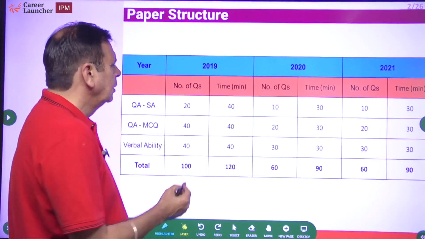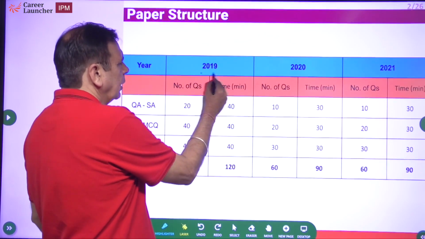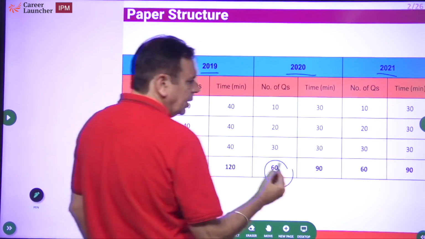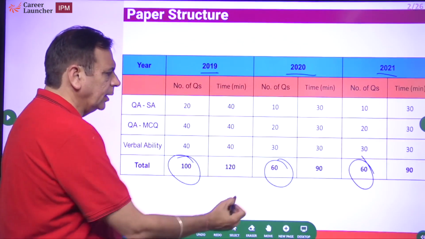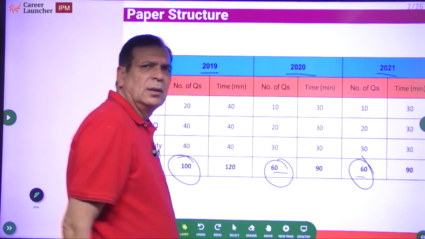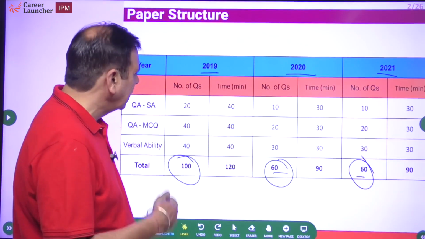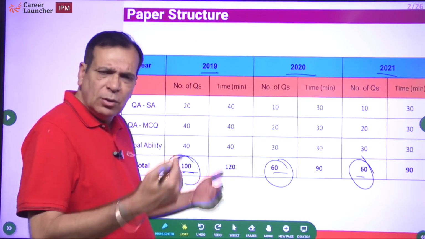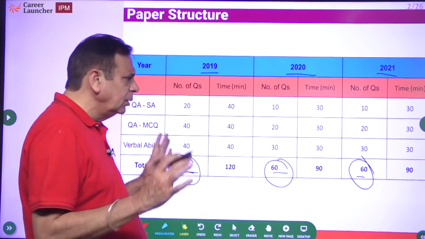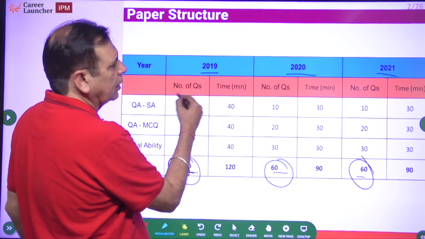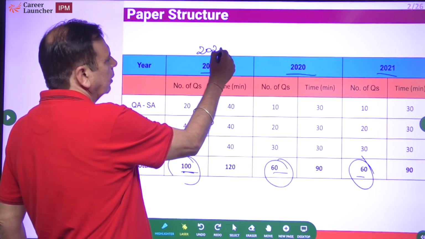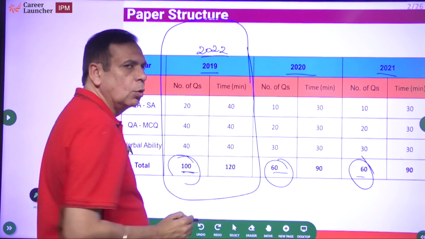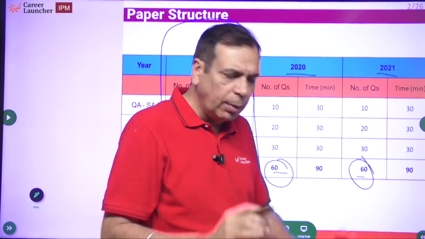What is the paper? In 2019, 20, 21, the number of questions were 100, 60 and 60, right? Why did this become 60 and 60? COVID. Instead of doing the paper in 2 hours, they wanted to do a paper in 90 minutes. Shorter paper, number of questions came down. Going forward, as far as IPMAT 2022 is concerned, this is the pattern going to be. So this is the relevant pattern for us going forward, and this is what you should be focusing on.